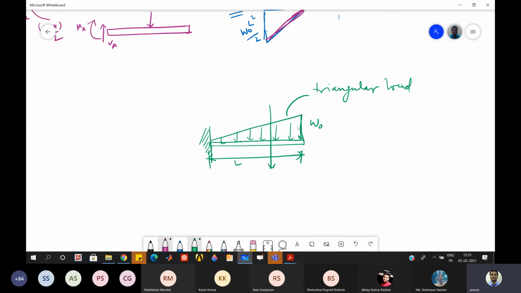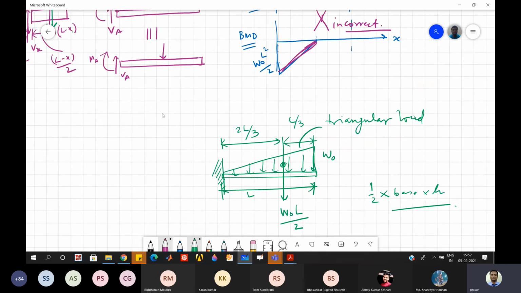And then the equivalent of this is W0 into L by 2. You can see it is half times the base times the height. And then it is acting at the centroid. And that means this distance is L by 3, and this is 2L by 3. So it happens for triangular load. And for uniformly distributed load, it is at the middle.